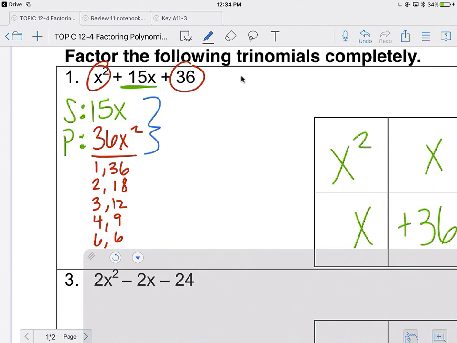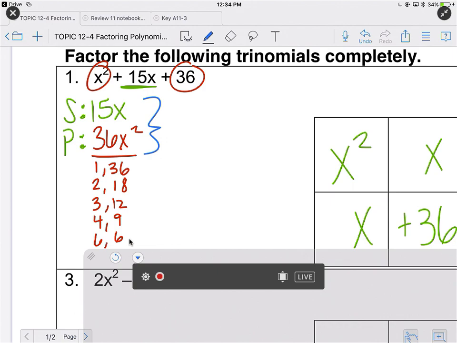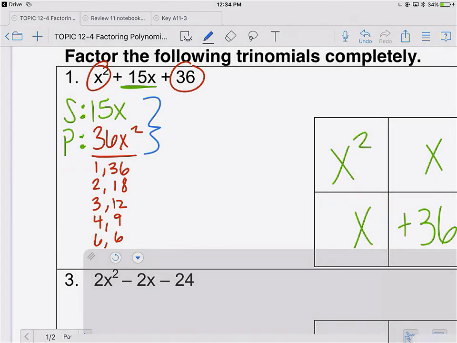They have to multiply to 36, all of these do, but it also has to add to 15. So 1 and 36 do not add to 15, 2 and 18 add to 21, 3 and 12 add to 15, 4 and 9 add to 13, and 6 and 6 add to 12. So 3 and 12 are going to be my two numbers that also add to 15. So both have to be true.